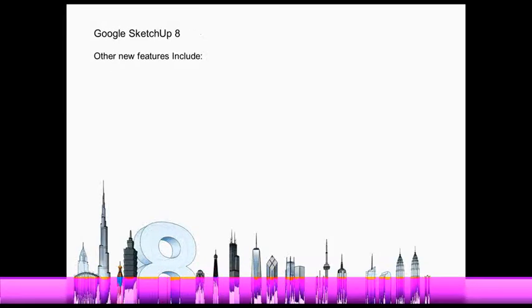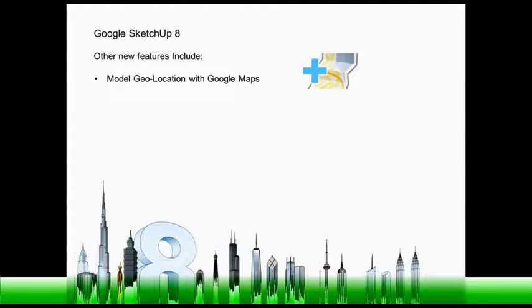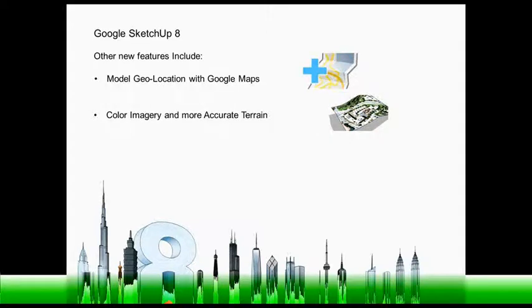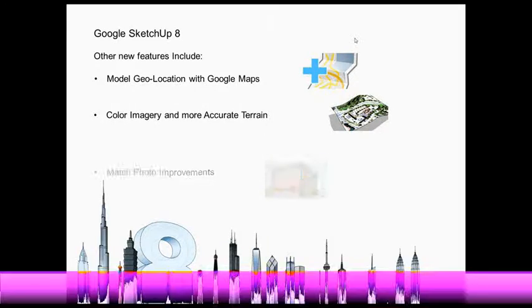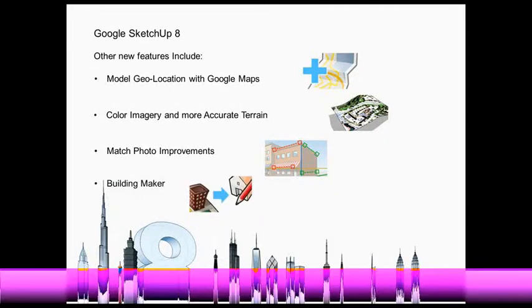So we do have a few new tools with this release. We have the ability to do model geolocation directly with Google Maps, so it does incorporate that as well. We can do some color imagery for more accurate terrain, essentially bringing in a plan image from Google Earth or any kind of image and being able to locate our building or site that way. They do have a few photo match improvements, so we would be able to take a photograph that is a perspective and create a building out of that photograph, which is one of the really interesting things that it does for you. And then it does offer a new building maker tool.